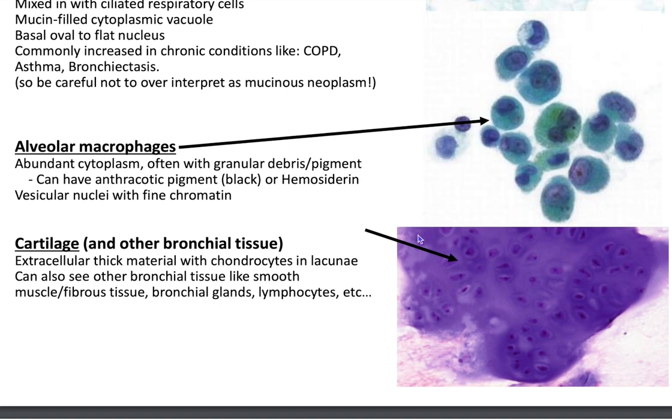And then you can have cartilage encasing the trachea, encasing the bronchus, and you can see extracellular and other bronchial tissue. You'll see extracellular thick material with chondrocytes in the lacunae if you look closer. And you can also see other bronchial tissue like smooth muscle, fibrous tissue, bronchial glands, and lymphocytes.